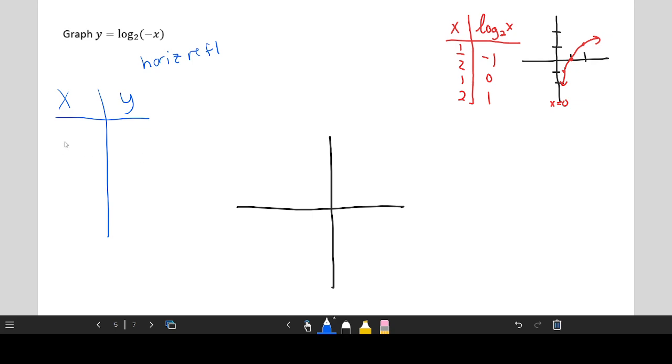And you can plot some points by just multiplying the x values by -1. So you have -1/2, -1, -2 for those same y values that we had before. And all the other points get reflected as well. So the whole shape just gets reflected over to the left side.